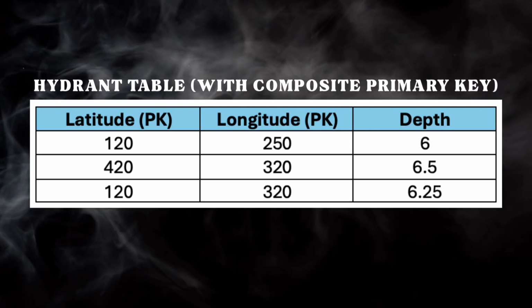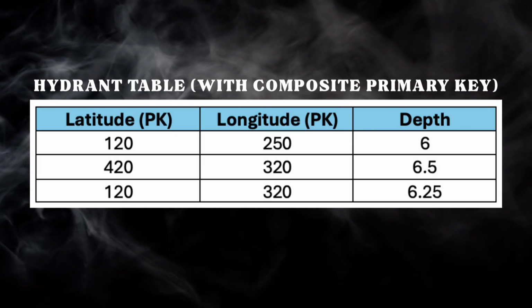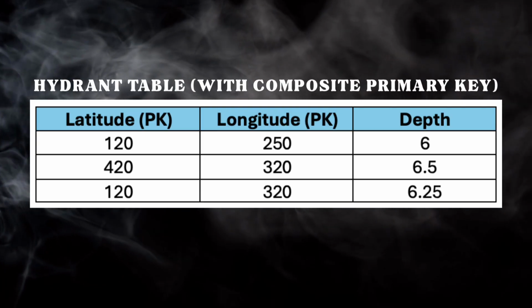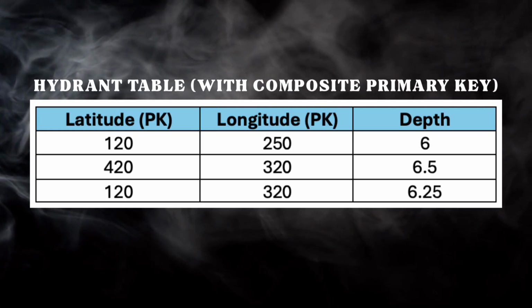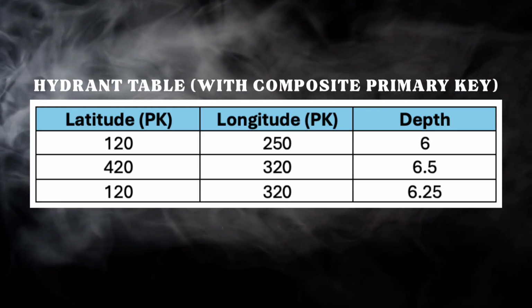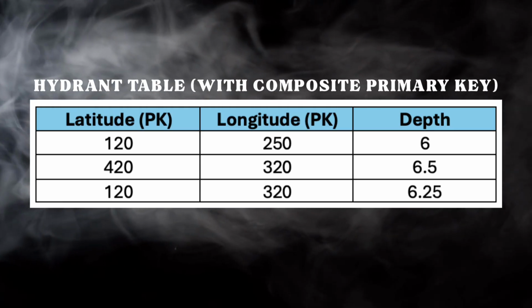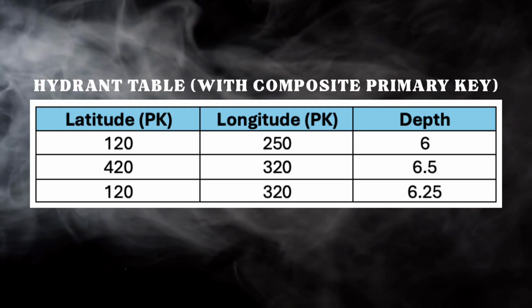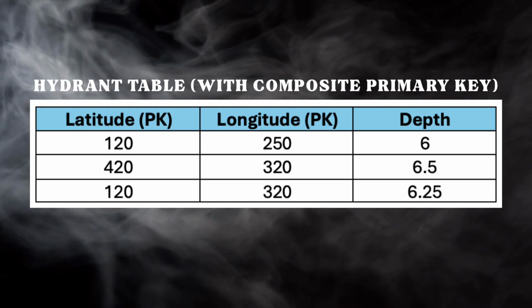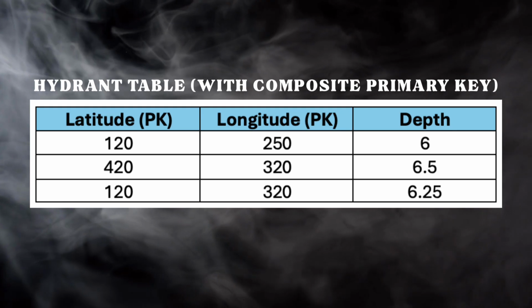Instead, what we can do is create a composite key saying that it's the unique combination of latitude and longitude that provides the primary identifier for each hydrant. Now our database is protecting us from invalid data entry. We can have lots of hydrants in a row at the same latitude, and lots at the same longitude, but only one hydrant at any specific intersection of a latitude and a longitude.